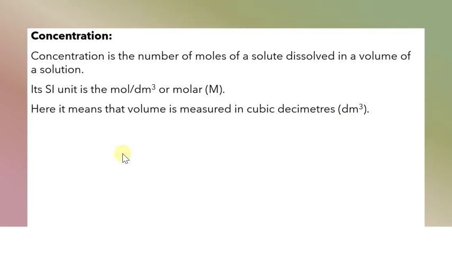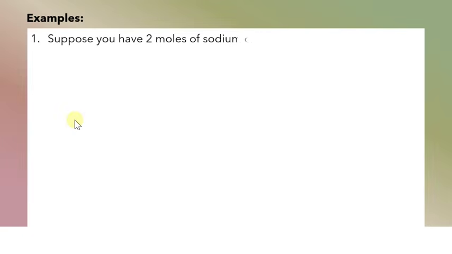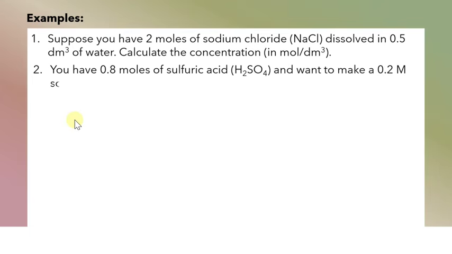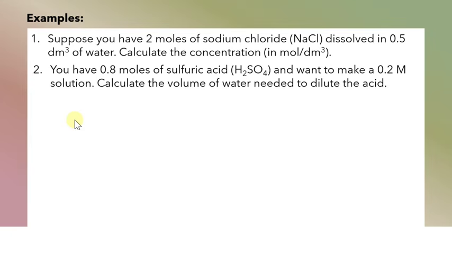So let's see how to do these things here. So let's look at an example here. So this is an example which says suppose you have 2 moles of sodium chloride dissolved in 0.5 cubic decimeter of water. Calculate the concentration in mole per cubic decimeters. 2, you have 0.8 moles of sulfuric acid and want to make 0.2 molar solution. Calculate the volume of water needed to dilute the acid.